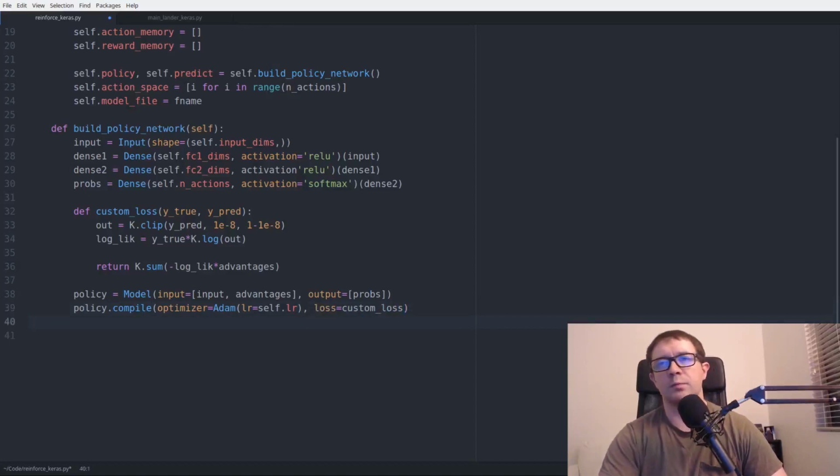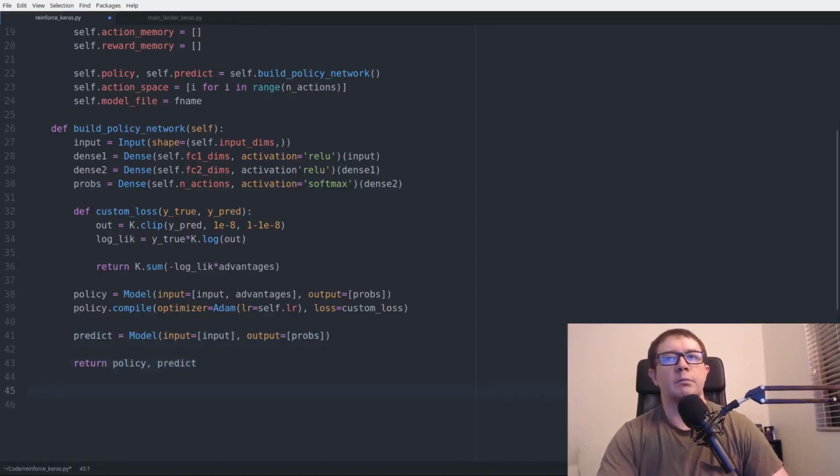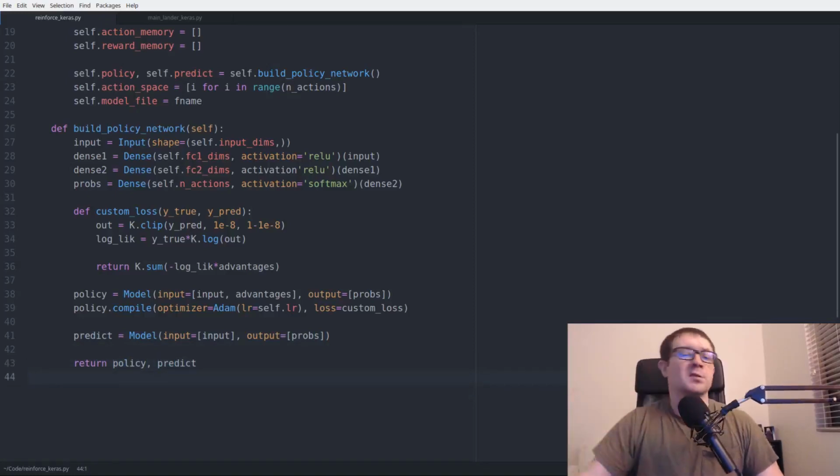You don't want to use the parentheses here, otherwise it'll expect arguments. It's just custom loss as like a variable instead of a function. And predict will be a model with input equals just the input variable, or layer rather, and the output will be the probabilities. And we want to return the policy and predict models. So that is really it for the definition of our policy network.